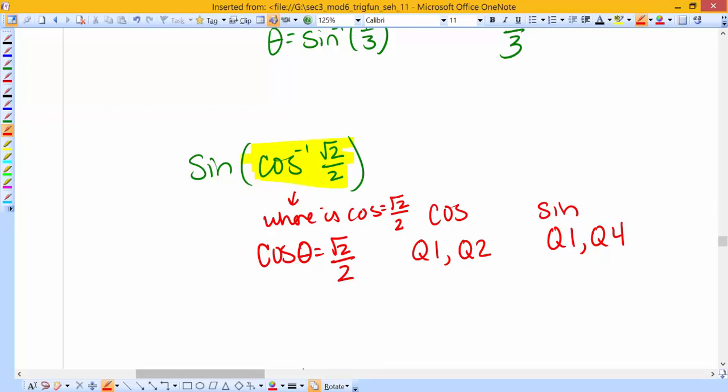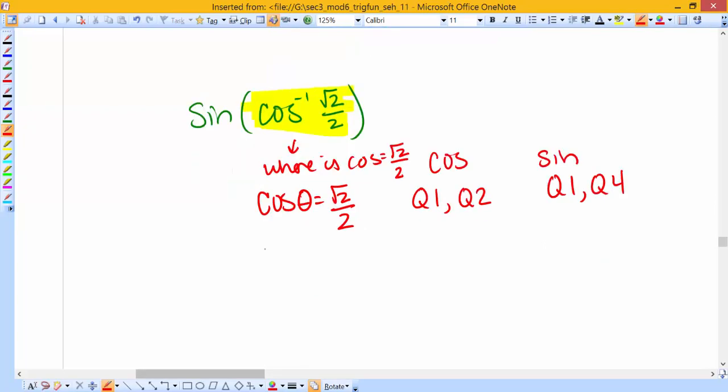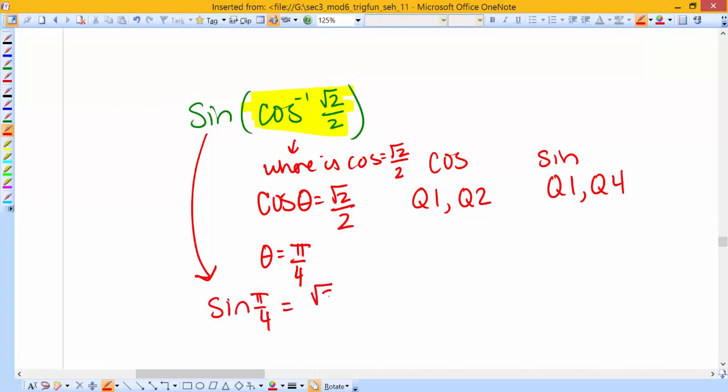So if I'm looking, where is cosine root 2 over 2? I see that theta is pi over 4. So I still have this sine. Now I want the sine at pi over 4, which luckily happens to be root 2 over 2. It's the only place that it actually happens is the pi over 4.